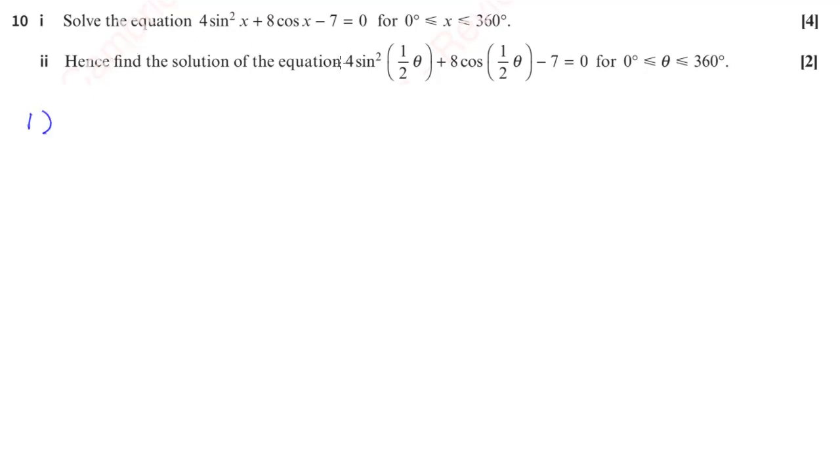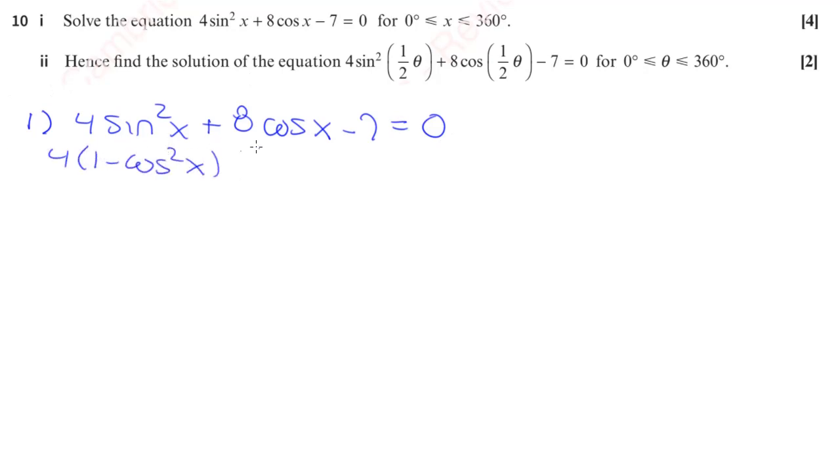In number 10, they give us this equation and they want us to solve it. All right, no problem. It's 4 sine squared x plus 8 cosine x minus 7 equals 0. Now we've got both sines and cosines, but we notice we also have a 7, so we can't divide by cosine. So what we're going to do is replace this sine squared with 1 minus cosine squared.